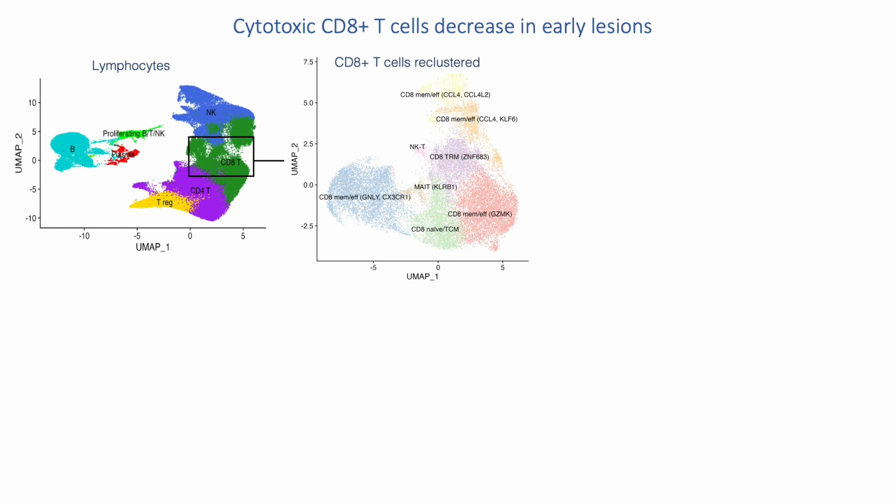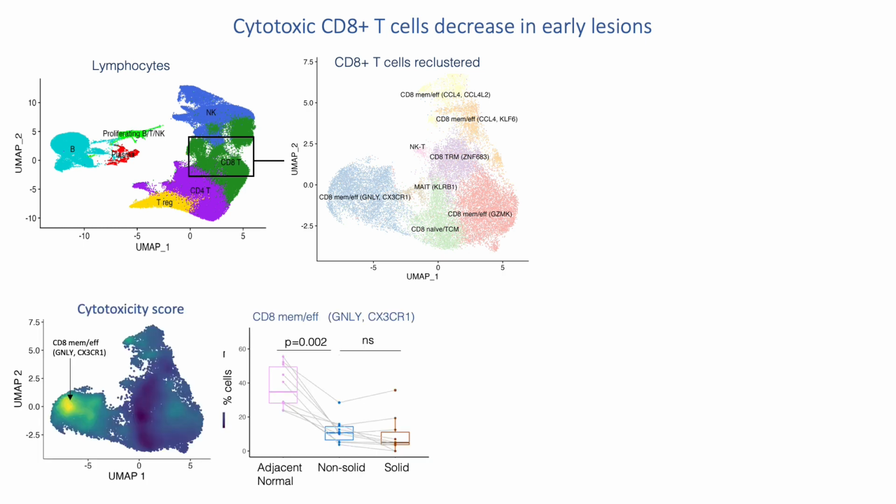CD8 T cells did not display significant changes between the tissues. Nevertheless, we reclustered them to find differences in their subpopulations. We identified a very cytotoxic cluster of CD8 T cells expressing GNLY and CX3CR1. This cluster was significantly decreased in early lesions. Interestingly, a previous study by Gao et al. that characterized T cells from non-small cell lung cancer patients demonstrated that CD8 T cells expressing the same markers were reduced in lung tumor samples compared to blood and normal tissue, which was also validated using IF. Our results show that this decline in the cytotoxic CD8 T cells already begins in the very early stage of tumor progression.